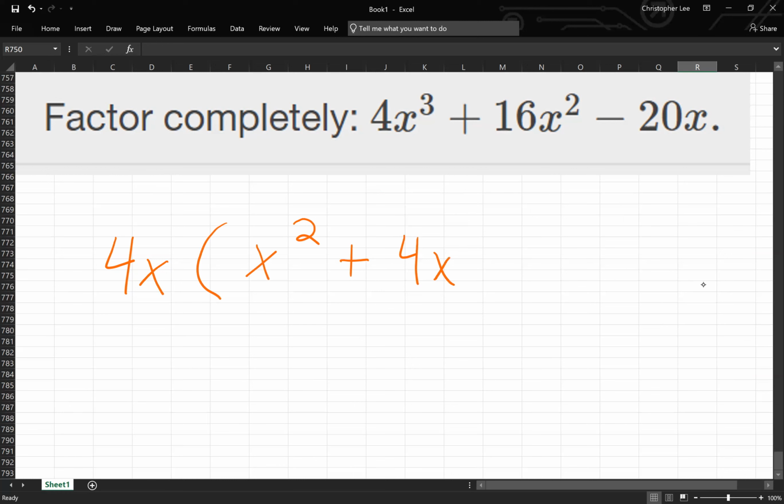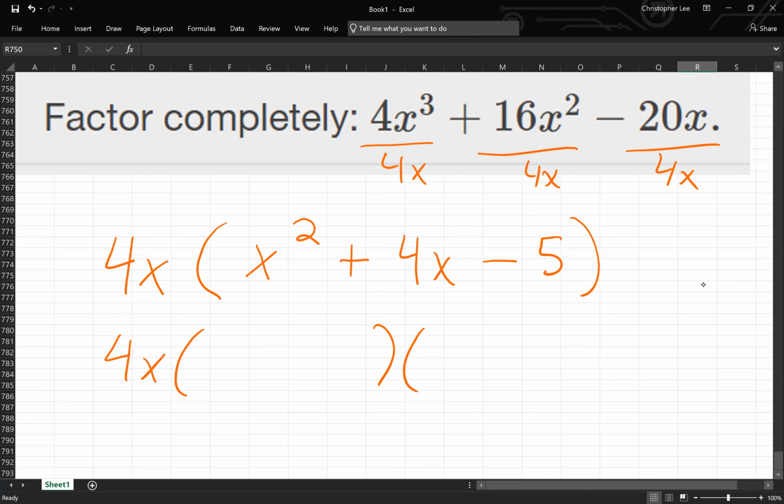-5, right? Remember, it's like you're dividing by 4x, dividing by 4x, dividing by 4x. That's how we got that, right? All right, now I have x squared plus 4x minus 5. Let's factor that out.